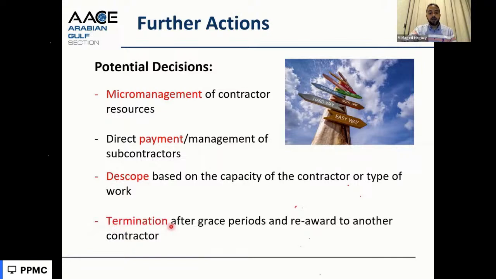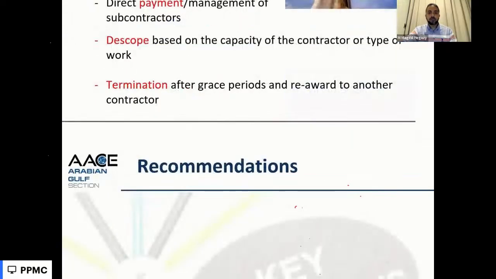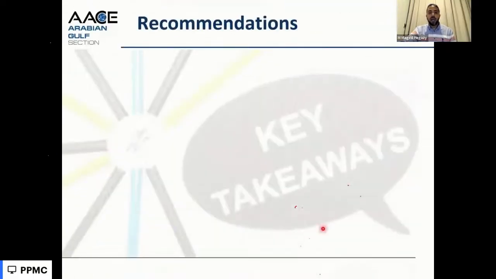And the final and worst case solution, when all actions are not effective and the contractor is not performing at all, is to terminate the contract. And to terminate, normally we give grace periods to the contractor to improve, and if there is no improvement and no effective mitigation measures, it can be terminated and the contract reawarded to another contractor. This is the final solution. And now we can go to key takeaways from the session.